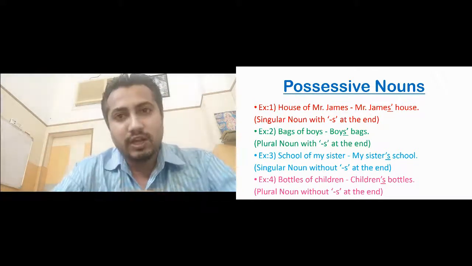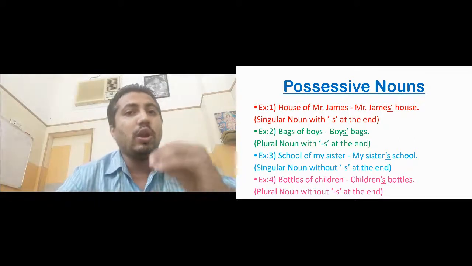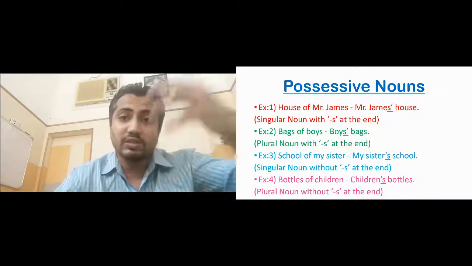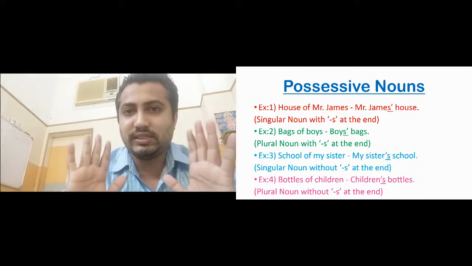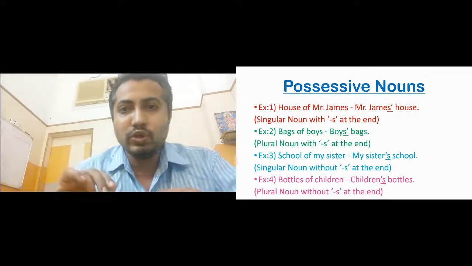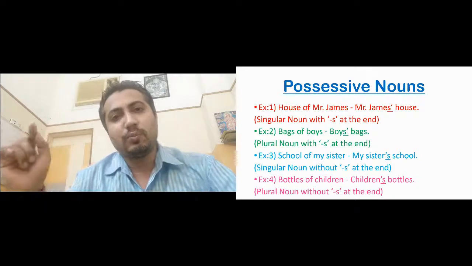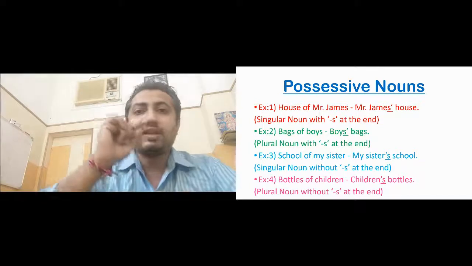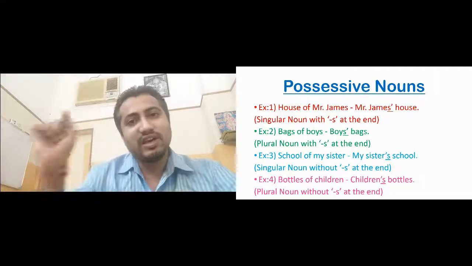School of my sister. ठीक है, स्कूल ऑफ माई सिस्टर मतलब मेरी बहन का स्कूल. ओके, तो स्कूल ऑफ माई सिस्टर, किसका स्कूल? मेरी बहन का. माई सिस्टर का स्कूल. नाउ माई सिस्टर, लास्ट में देर इज नो एस, SISTER, there is no s. So how are we going to use the possessive noun? We have to put an apostrophe, and after the apostrophe we have to put an s. That is my sister apostrophe s, my sister's school. Understood students?